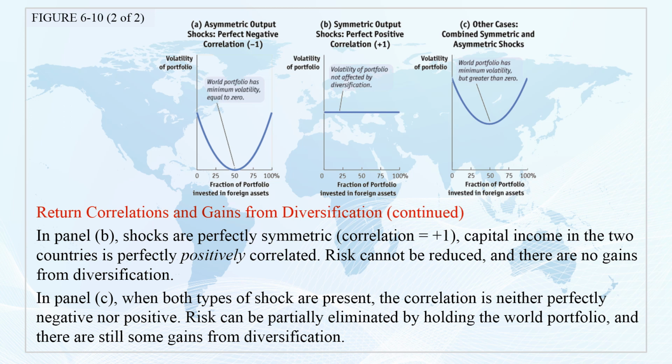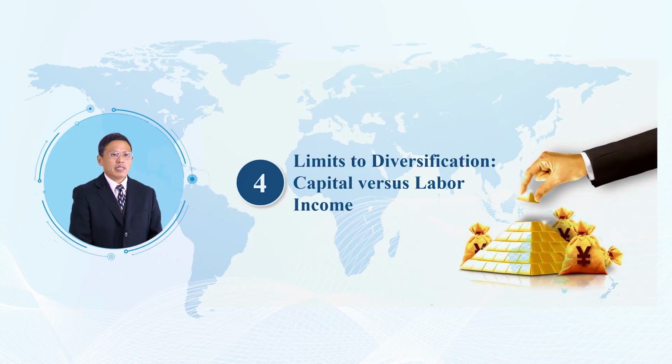In panel C, when both types of shocks are present, the correlation is neither perfectly negative nor positive. Risk can be partially eliminated by holding the world portfolio, and there are still some gains from diversification. 4. Limits to diversification: capital versus labor income.